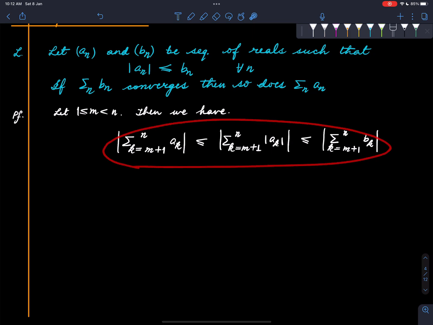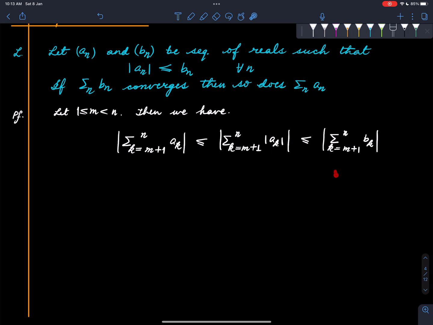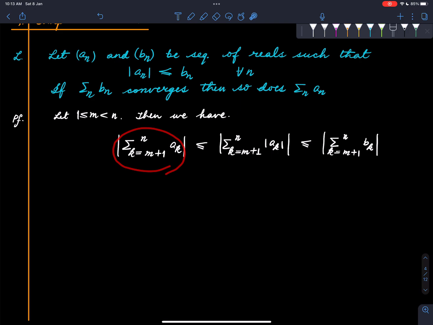this very simple inequality. Now if m exceeds some natural number N, where N is chosen large enough, then this can be made arbitrarily small. That is the Cauchy criterion for convergence applied to the second series. So this can be made arbitrarily small if m is chosen large enough, and therefore this can also be made arbitrarily small if m is chosen large enough. And therefore by the Cauchy criterion, this thing converges. So it's a very simple result.